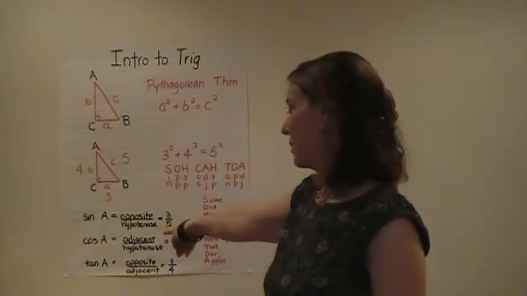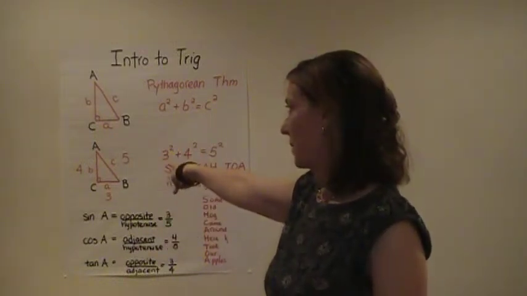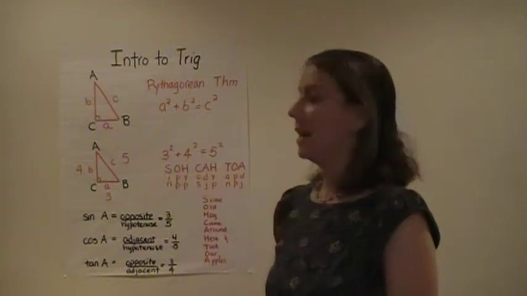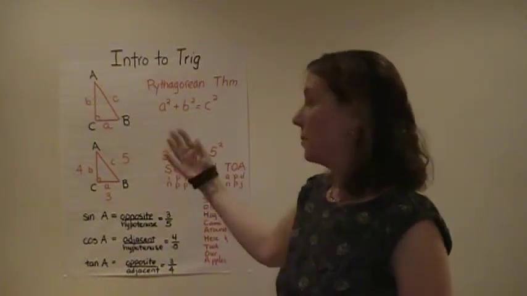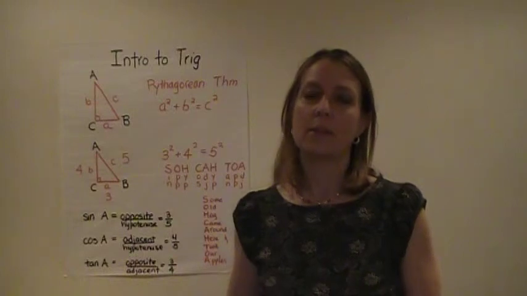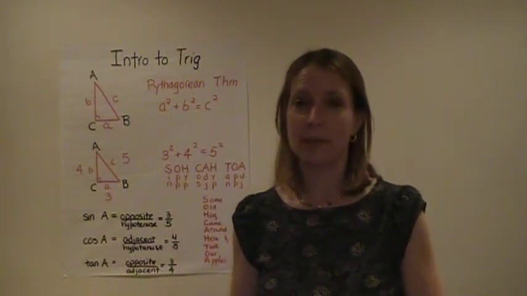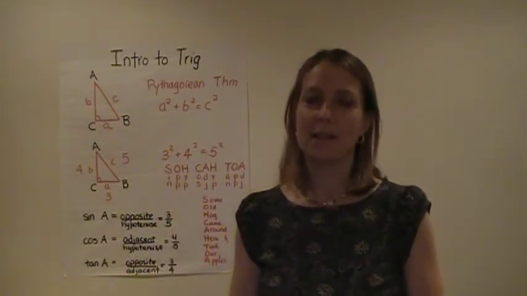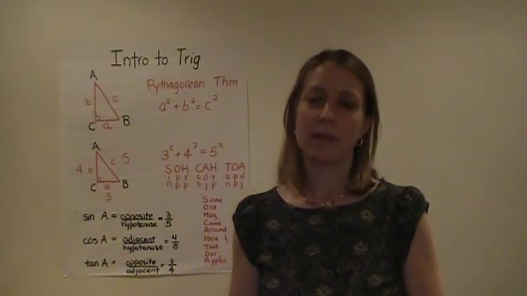And then tan of A, or tangent of A, is equal to opposite over adjacent, which is 3 over 4. So this intro to trig helps us to really see how the sides of a triangle are related and proportional. And in the next video, we will do more 3, 4, 5 and other triangles that are related. Thank you very much.